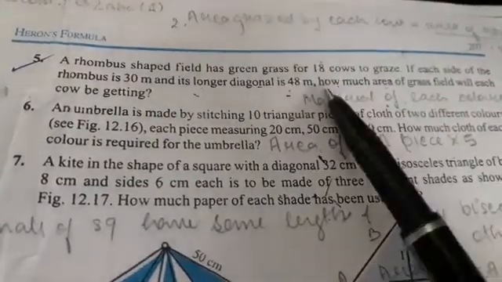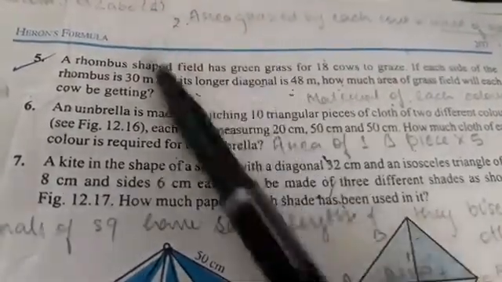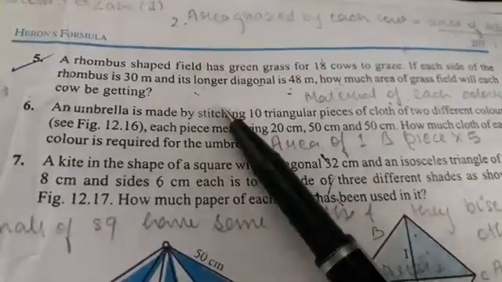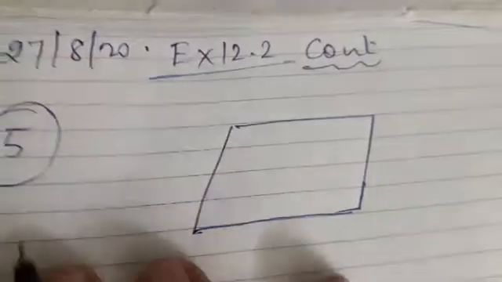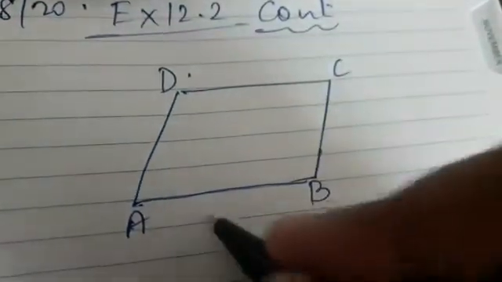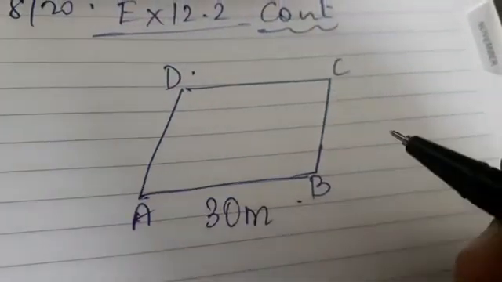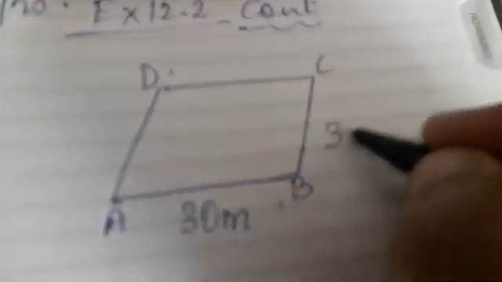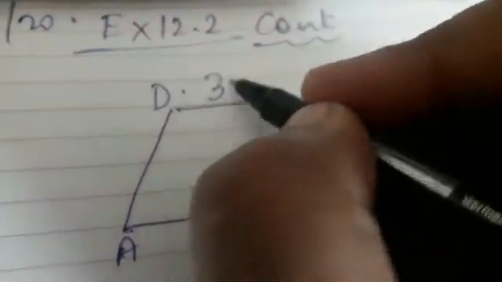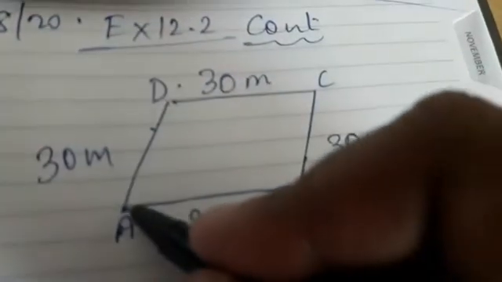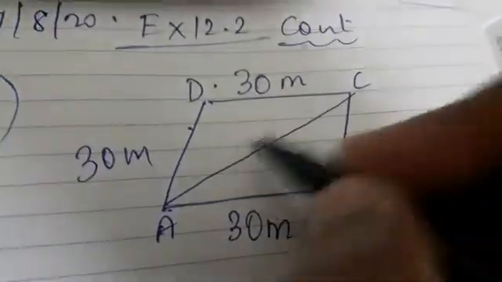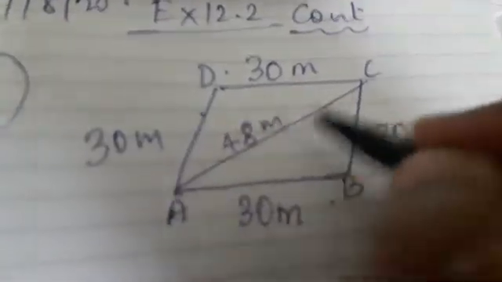So 18 cows are grazing the field. How much area will each cow get? First, this is the diagram A, B, C and D. Each side in a rhombus is 30 meter because all the four sides are equal. You all know the properties of the quadrilaterals because you've studied in class 8th. Now the diagonal which is given is 48 meter.